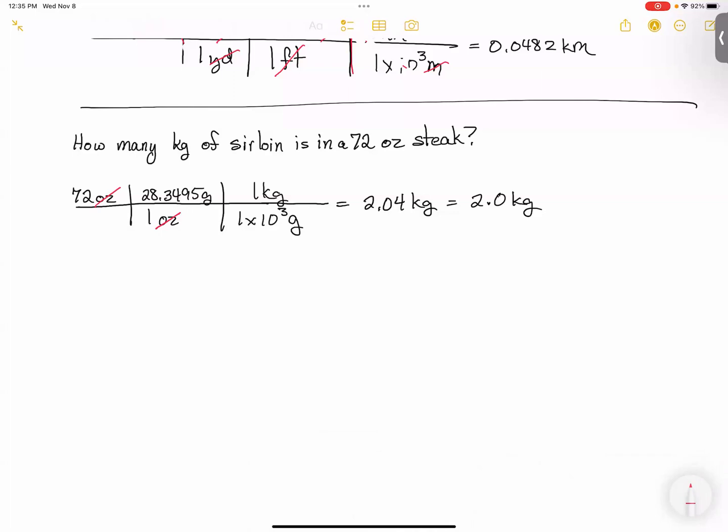Then I had grams, and I'm like, okay, grams to kilograms I can do. That is the metric system. There's 1 times 10 to the third grams in a kilogram. And so the gram piece went into the denominator so that it would cancel, leaving kilograms, and it comes out to be 2.04 or 2.0 kilograms. Questions?